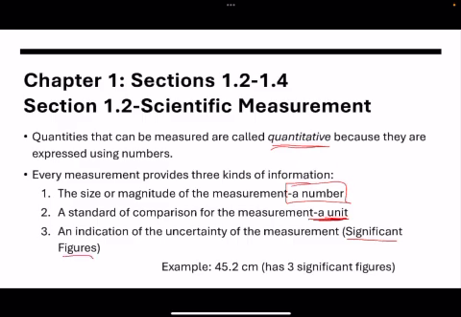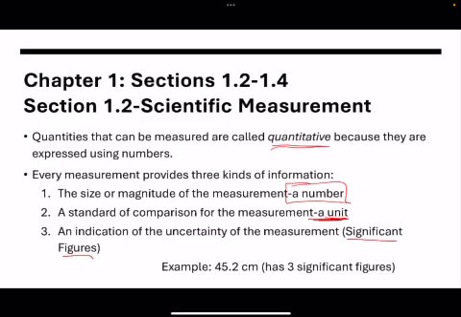This is an indication of the uncertainty of the measurement. So basically, what it tells you is how precise, or tells the other person that's looking at your measurements, how precise the measuring device was that you were using, because you cannot record a measurement that is more precise than your measuring device.